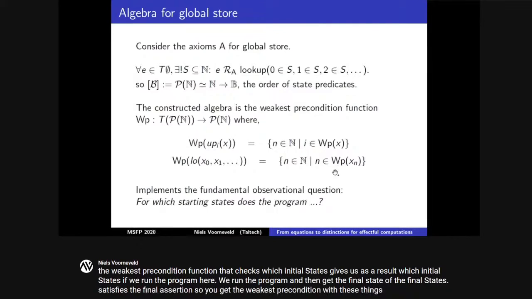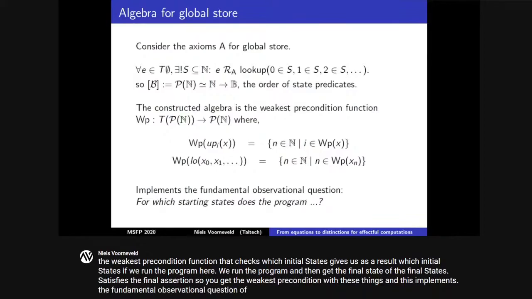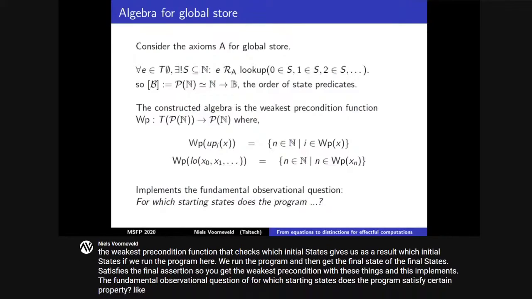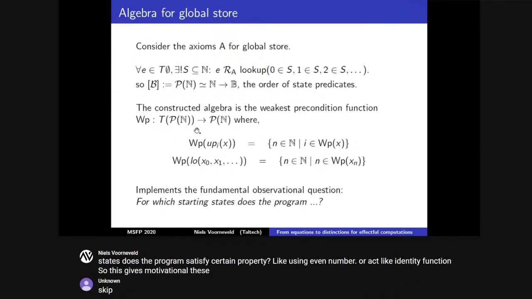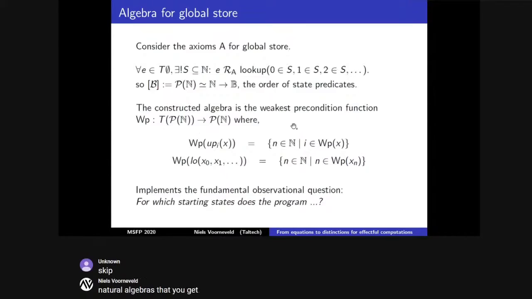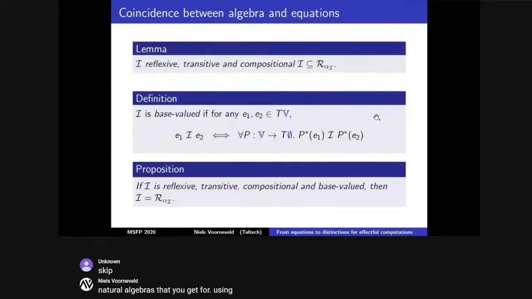And this implements the fundamental observational question of for which starting states the program satisfies a certain property, like yielding an even number or acting like the identity function. So this gives motivation for these very natural algebras that you get from using distinction sets. Kind of a quick note.